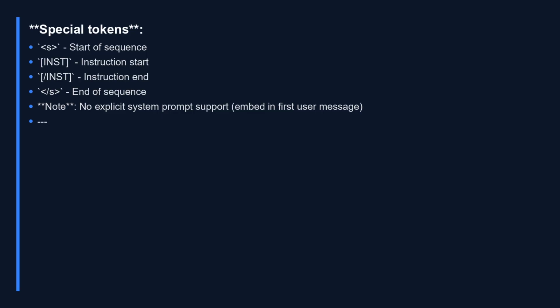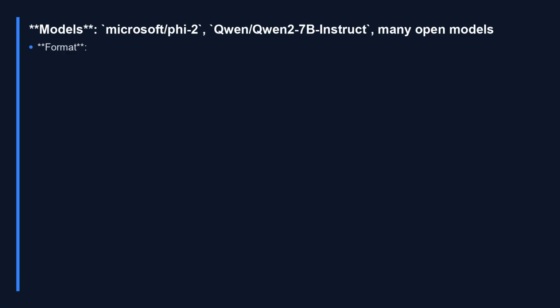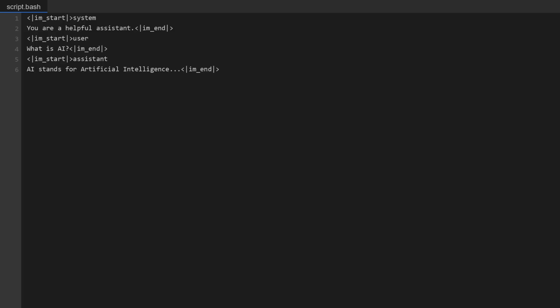Mistral's special tokens: one starts the sequence, one opens an instruction, one closes it, and one ends the sequence after each assistant turn. Remember, no explicit system prompt support. Embed any system-level instructions in the first user message instead. The ChatML format is used by a wide range of models, including Microsoft/Phi-2, Qwen/Qwen2-7B-Instruct, and many community models. Here's its structure. ChatML was originally developed by OpenAI and has since been adopted broadly across the open source community.